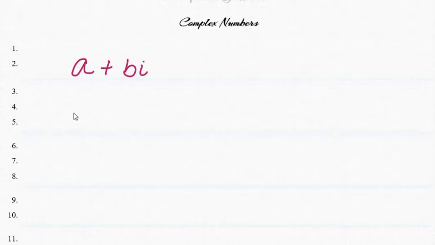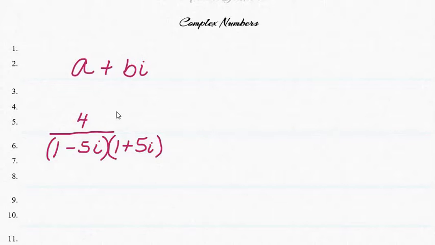So this is what we got. We got 4 over 1 minus 5i, and we want to get it in this form right here. So this is what we're going to do. We got to get rid of this i down here on the denominator. And we do that simply by multiplying through by the conjugate. The conjugate.